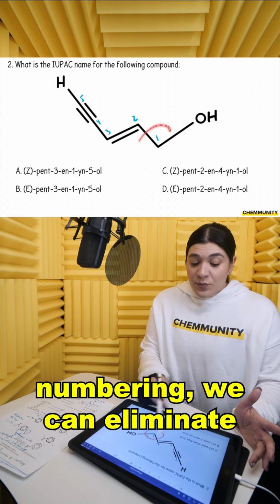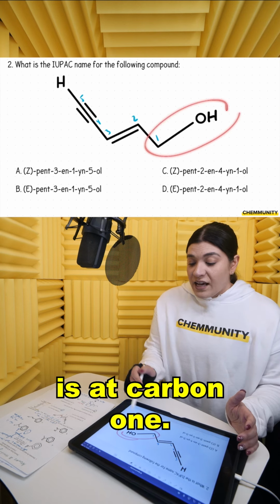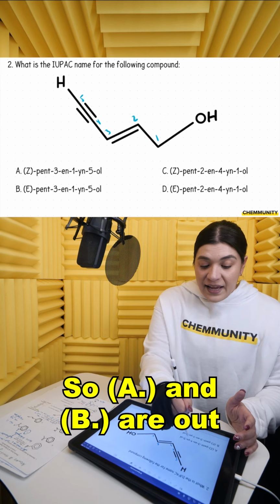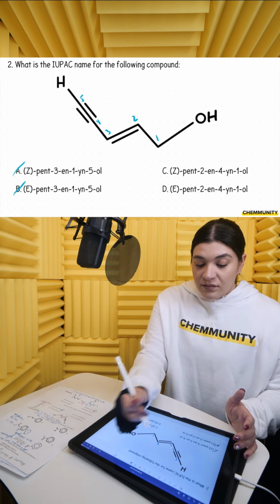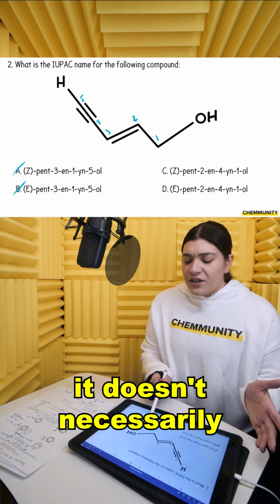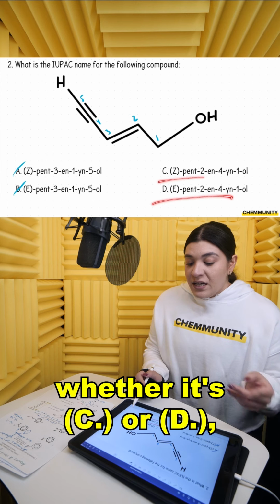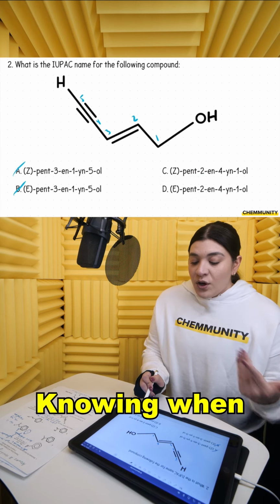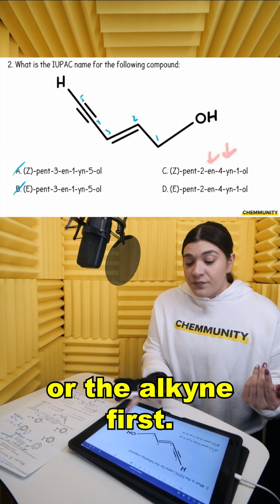Next, even just by numbering, we can eliminate some options. I know that the alcohol is at carbon 1, so A and B are out because those are at carbon 5. And for this specific question, it doesn't necessarily matter or help us figure out whether it's C or D, but I still want to bring it up, knowing when to place the alkene or the alkyne first.